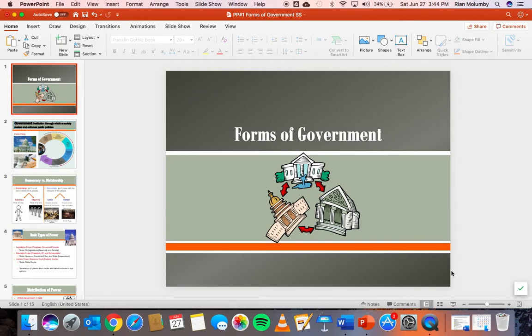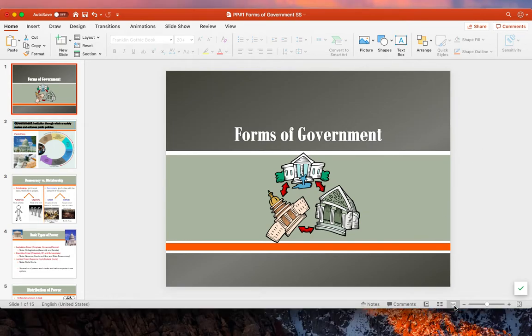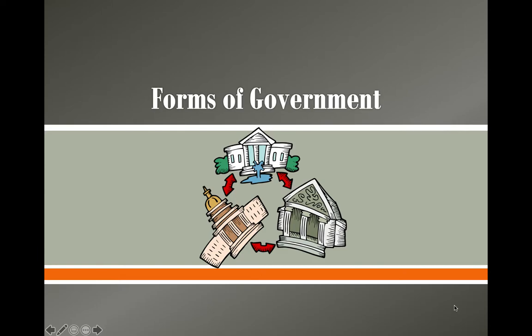Welcome, students. We're going to take some notes on forms of government. Make sure you write at the top of the notes forms of government, and let's begin.